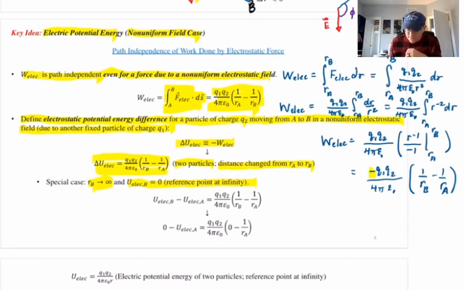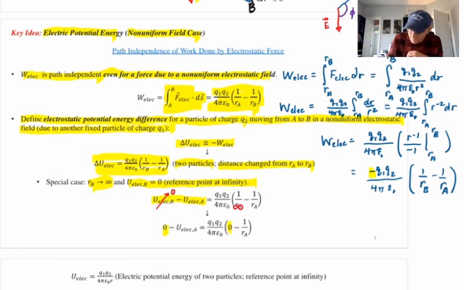So you take the formula for the delta U electric, that's that, right? U electric final minus U electric initial. And for the U electric final, you put in 0. That's this. And for the RB, you put in infinity right there. And to a physicist, 1 over infinity is a 0.